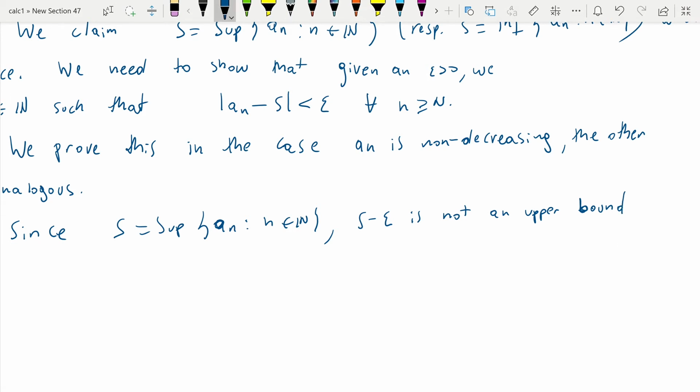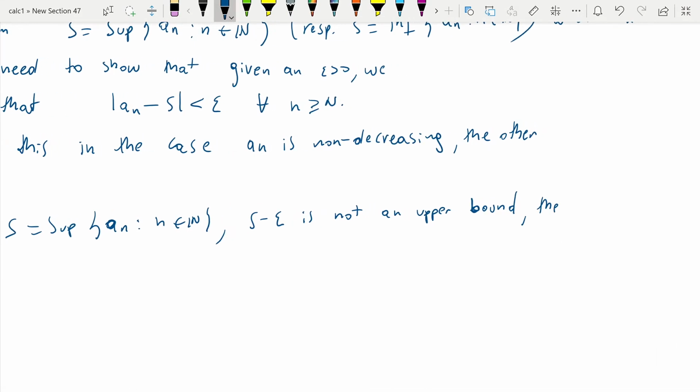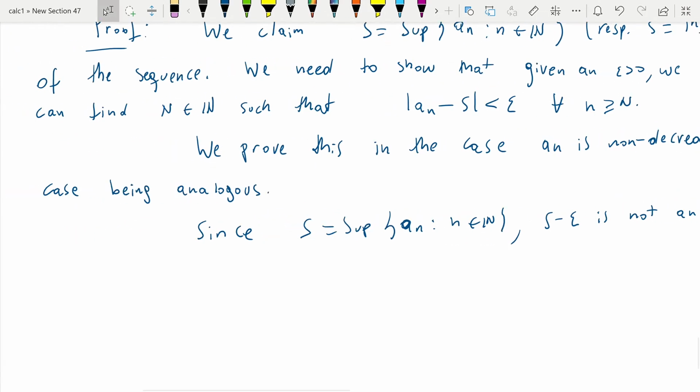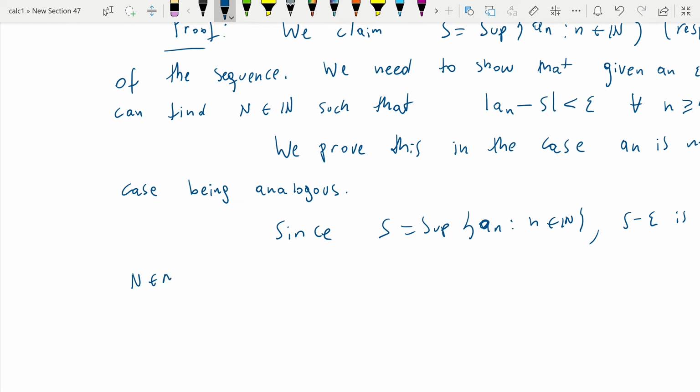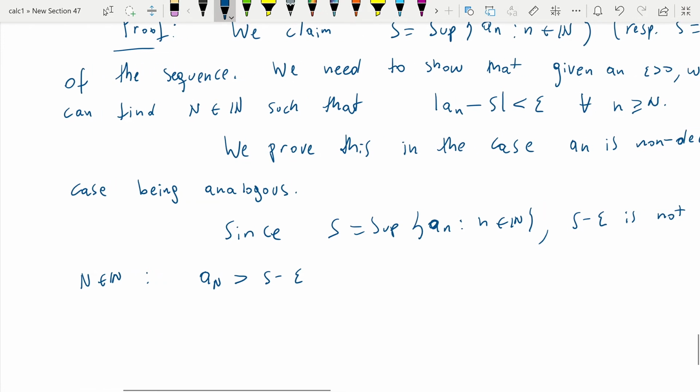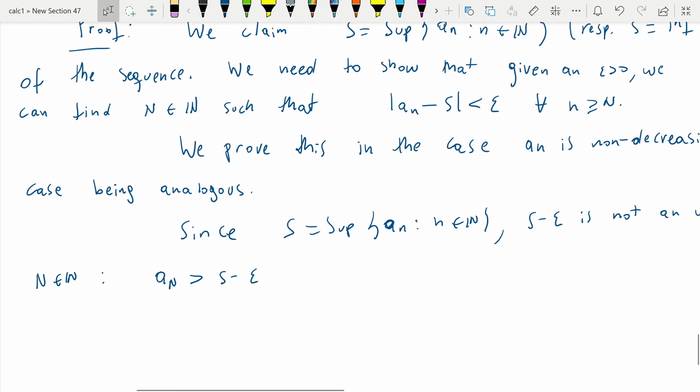So since this is not an upper bound, there exists N in the naturals, because all the elements in that set are indexed by natural numbers, such that a_N is greater than S minus epsilon. Remember, that's what it means for this not to be an upper bound. So there's an element in the set that is bigger than S minus epsilon. Epsilon again is the same one we fixed at the beginning. Okay, so a_N is bigger than S minus epsilon.